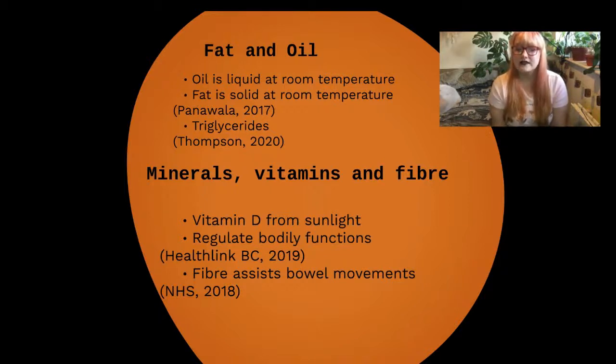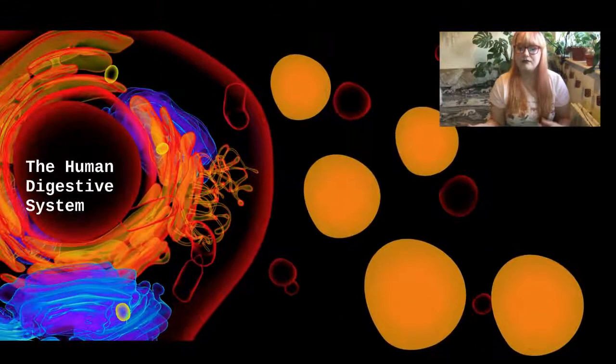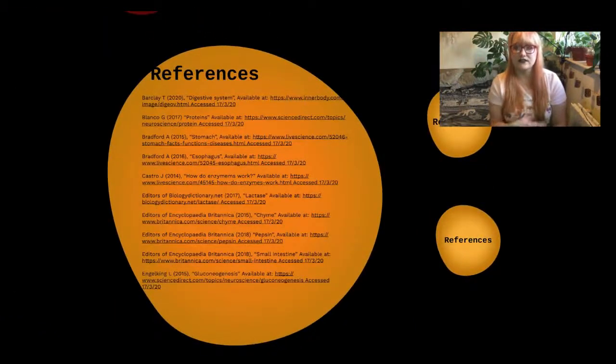Fibre is found in plants, but it isn't digestible. It helps the transport of food through the system by bulking out food and feces. It also aids in the growth of helpful bacteria.